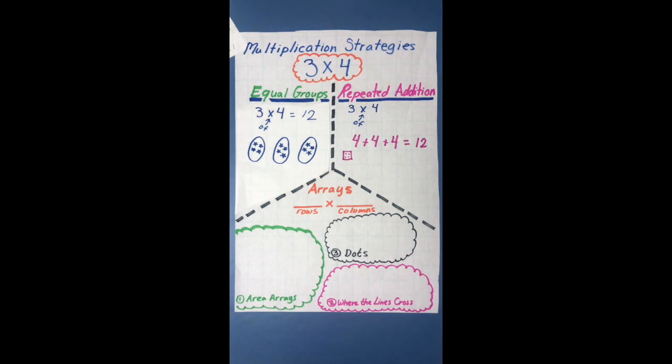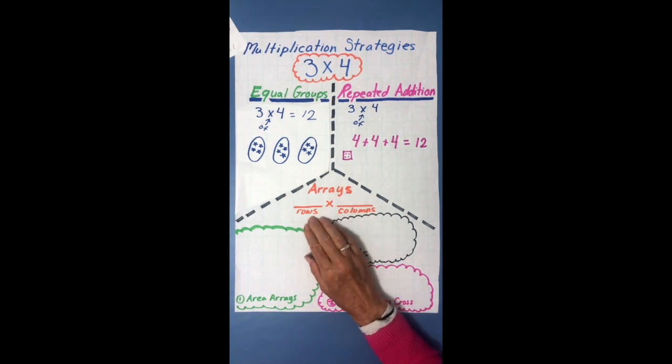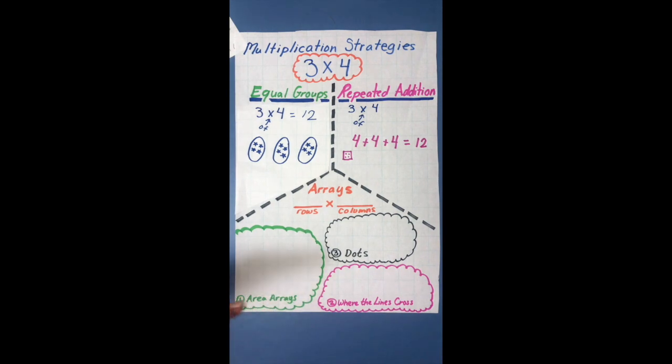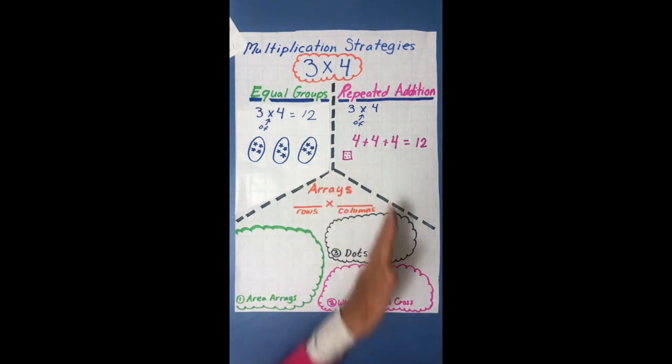Now with arrays, we have 3 different types of arrays that you could use. When you're doing arrays, you have to know you're counting rows and columns. So you're going to draw a picture of rows and columns. Remember, rows are what you sit in, so they go horizontally. And then columns usually hold up buildings, so they go this way. Okay, so they go vertically.